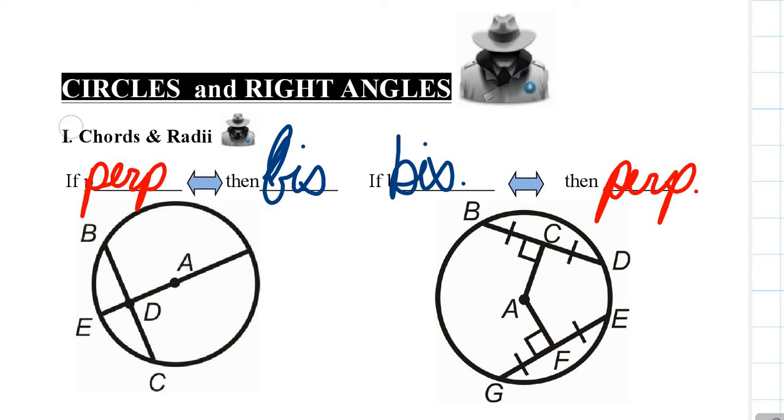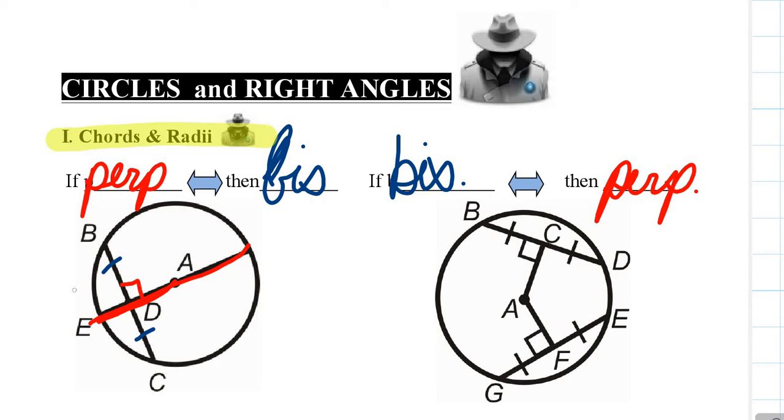So your first right angle gadget is chords and radii. Chords and what? Radii. Radii and what? Chords. That's right. So the first one is this. If a radius is perpendicular to a chord, so trace that, it must then also bisect the chord. That's a radius, and also a diameter does the same thing.